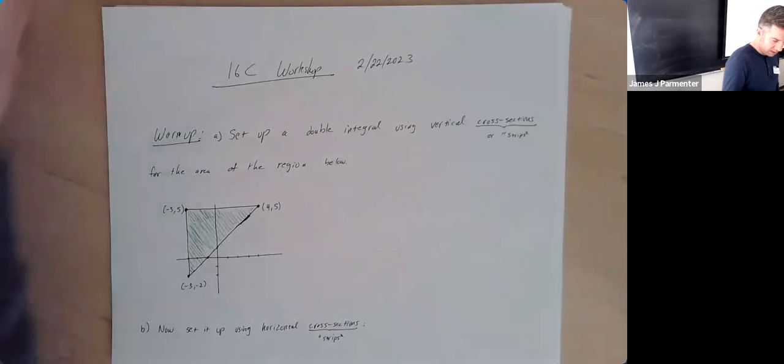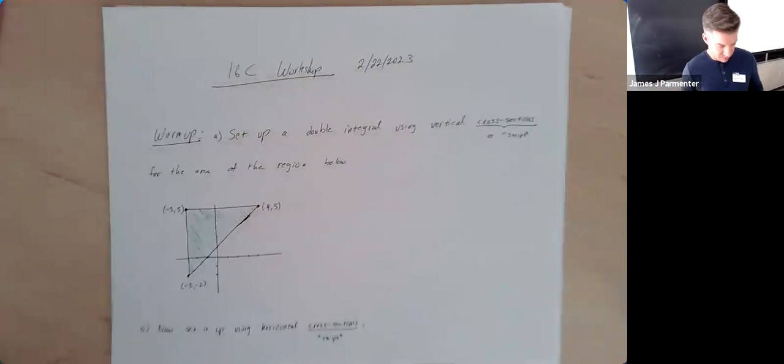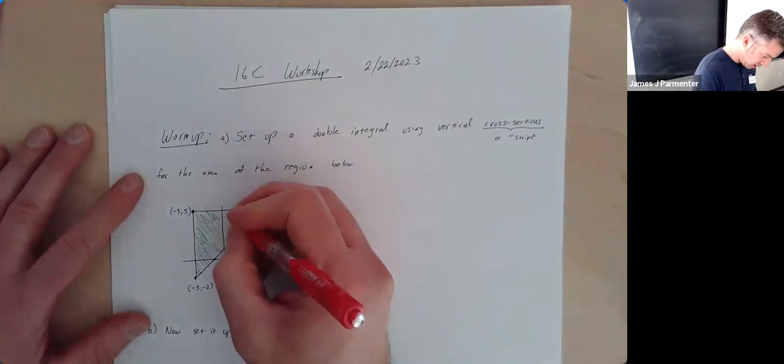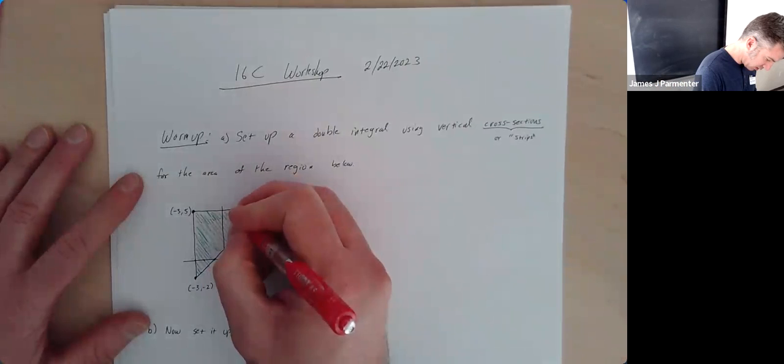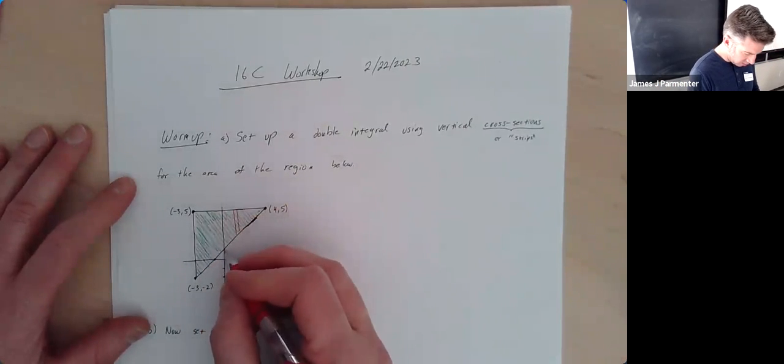Cool. All right, so if we're going to do this using vertical, I should say to the people watching the video, do this problem, give it a shot. For setting a double integral using vertical cross sections, we should think about what all these boundaries are. So this line here is going through the point (0, 1) and (-1, 0).